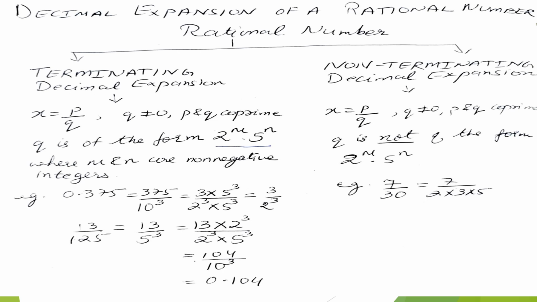Now, if it has a non-terminating decimal expansion, q cannot be written in the form of 2 raised to m into 5 raised to n. For example, 7 upon 30. It is 7 upon 2 into 3 into 5. So, it is not in the form of 2 raised to m into 5 raised to n.